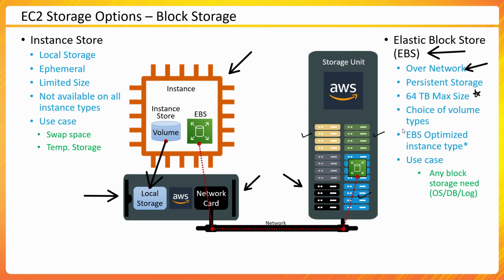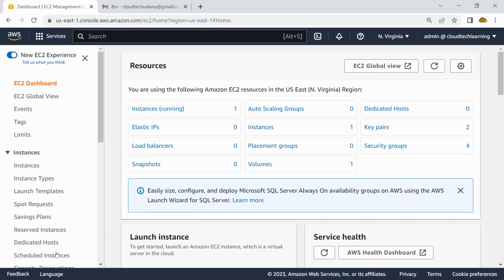There is one more option with this in the instance which is called EBS optimized instance type. I'll explain about this when we reach the console, and this can be used for any block storage need you want to run: operating system, database, log, application. It can serve all types of purpose. So let's go ahead to the console and see these block storage options in action. Now I'm going into the management console here.